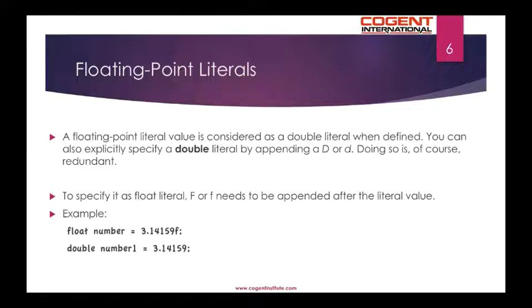A floating point literal value is considered a double literal when defined. That's by default. You can also explicitly specify a double literal by appending a d or small d. Doing so is of course redundant. To specify it as a float literal, f or small f needs to be appended after the literal value. For example, float number equals 3.14159f, double number 1 equals 3.14159.